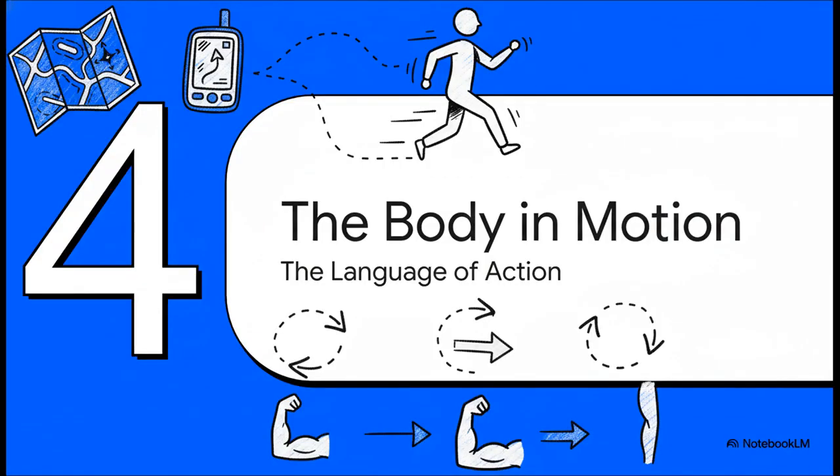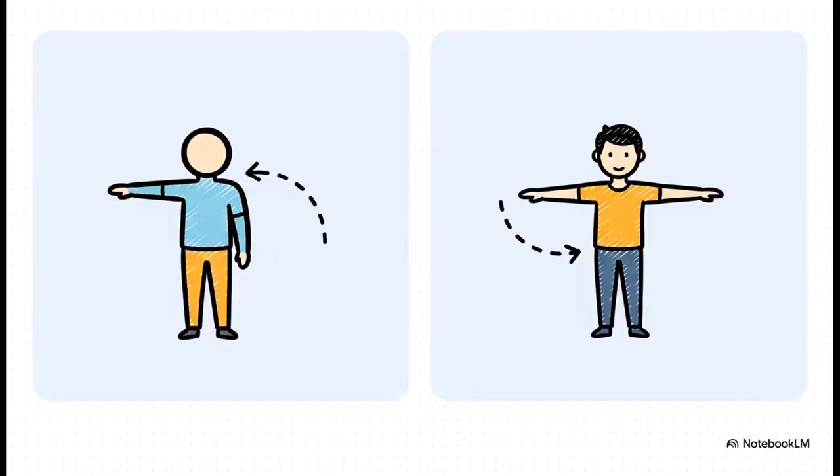Okay, we've got our map, we have our GPS, we can describe any position on the body with confidence. So now let's get things moving. Let's learn the language of action. First up for movements, we've got abduction and adduction. Abduction is when you move a limb away from the body's midline, like when you raise your arm out to the side. Adduction is the opposite, and here's a great way to remember it. For adduction, you are adding the limb back toward your body.